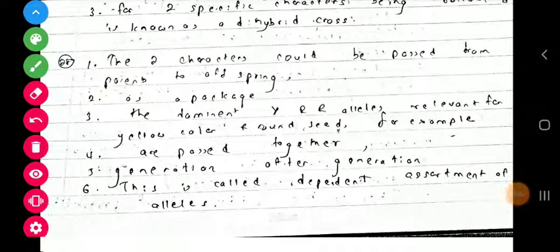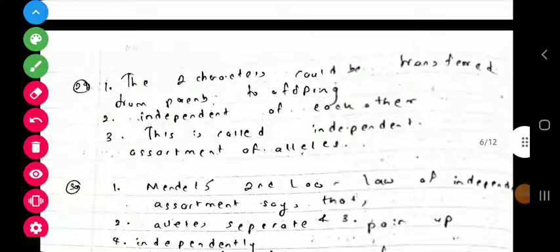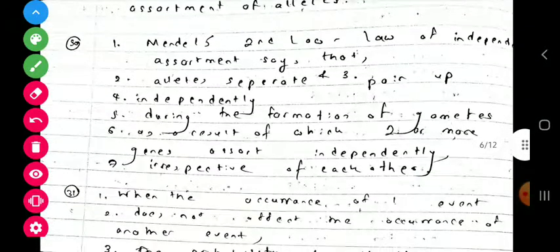Now with that understanding, let's see this definition again. What is dependent assortment of alleles? The two characters could be passed from parents to offspring as a package. The dominant Y and the capital R alleles relevant for yellow color and round seeds, for example, are passed together generation after generation. This is called dependent assortment of alleles. Good, so we'll go on to the next one. We did independent assortment of alleles in our previous video, a short one.